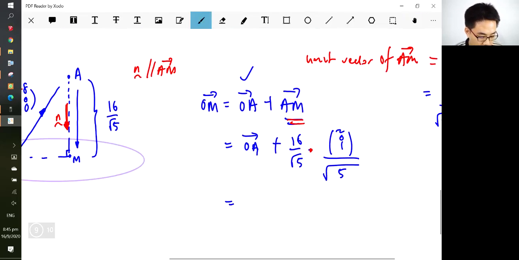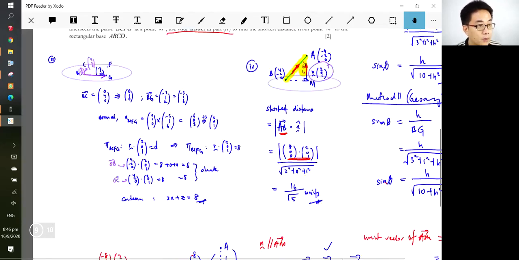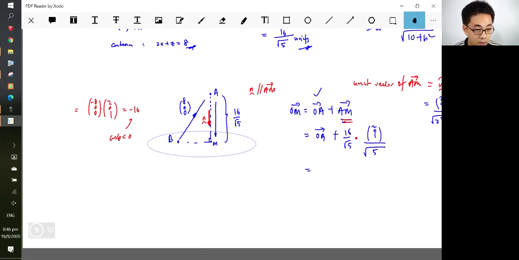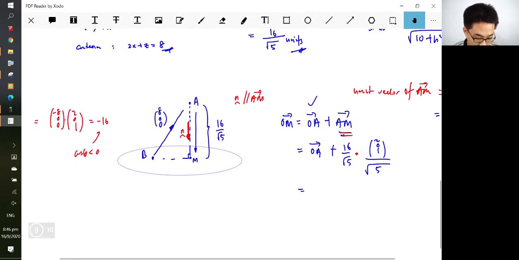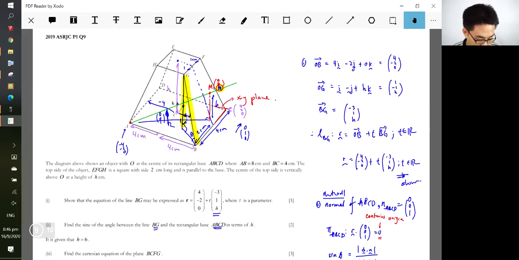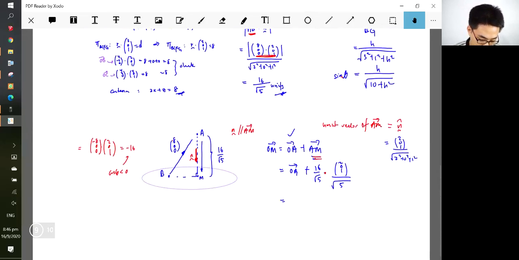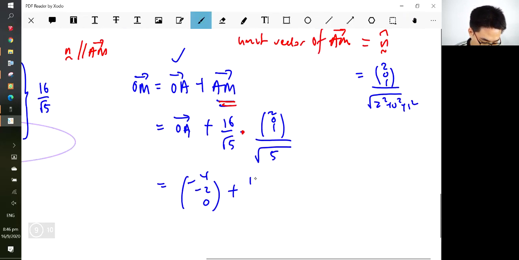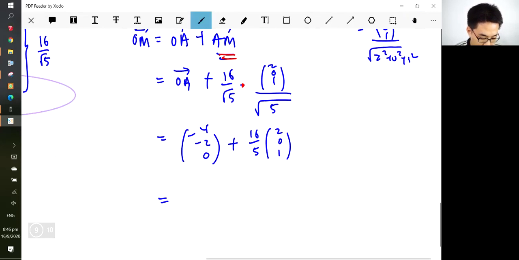So what's OA? We want to find AM, from A to M. OA is minus 4, minus 2, 0, plus 16 over 5 times 201. So this one would probably be, my goodness, this is not fun. Minus 4.